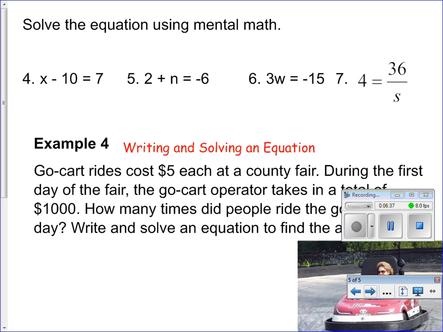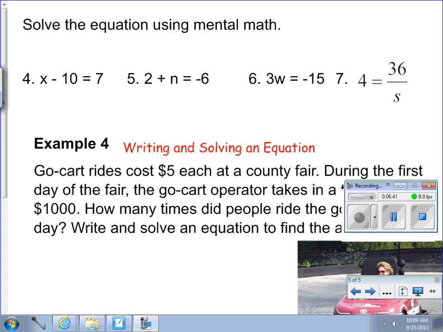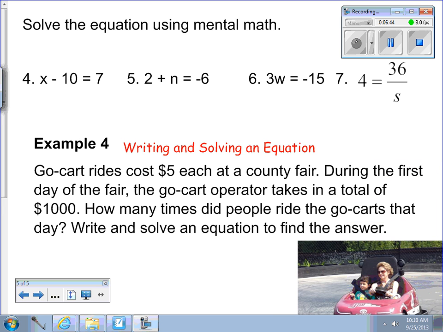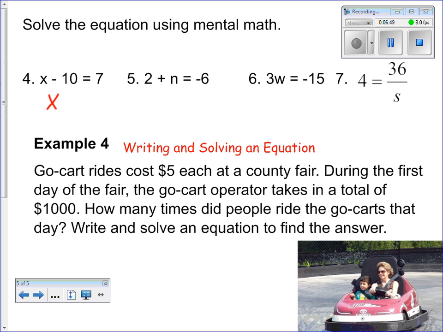Now we're going to ask to solve the equation using mental math. So in number 4, x is equal to what, class? 17. In 5, n is equal to? Negative 8. In 6, w is equal to? Negative 5. And in 7, s is equal to? 9.